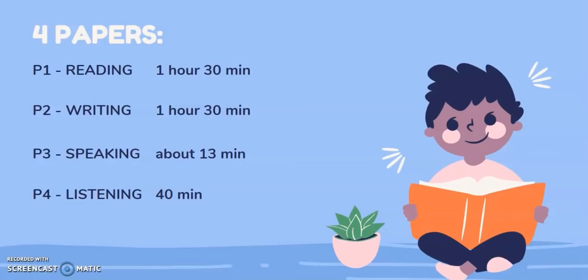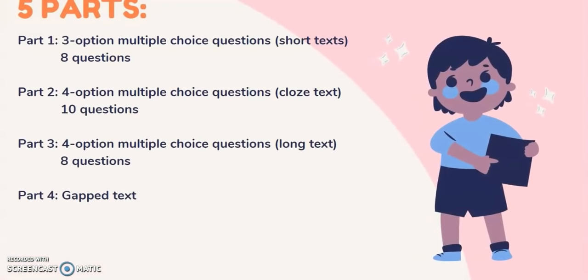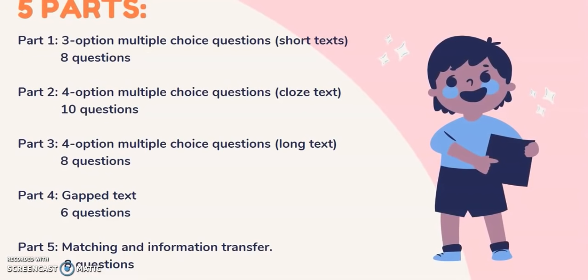Now, let's focus on Paper 1, Reading and Use of English. Paper 1 consists of 5 parts with a total of 40 questions, 1 mark each, so that makes up a total of 40 marks. This includes a variety of short and long texts, which range across different task types like multiple choice questions, gap text, matching, and information transfer.